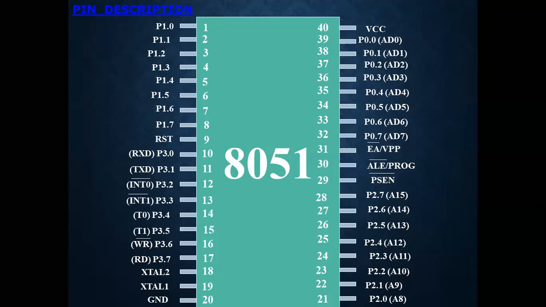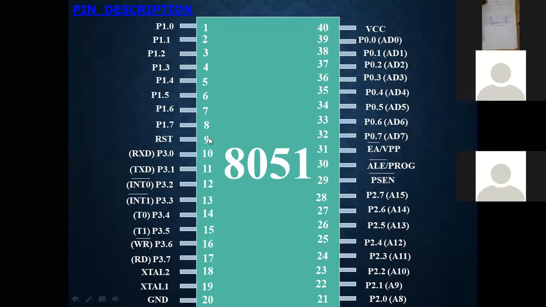Okay, so you can see this is the 8051 microcontroller IC. Just look into this: pin number 1 to 8 are used for port 1, and pin number 9 is used as the RST pin. By giving a positive voltage to pin number 9, we will see how the restart operation goes. And pin number 10 to pin number 17, these 8 pins are used for port 3. And obviously, as the diagram implies, port 3 has another function.